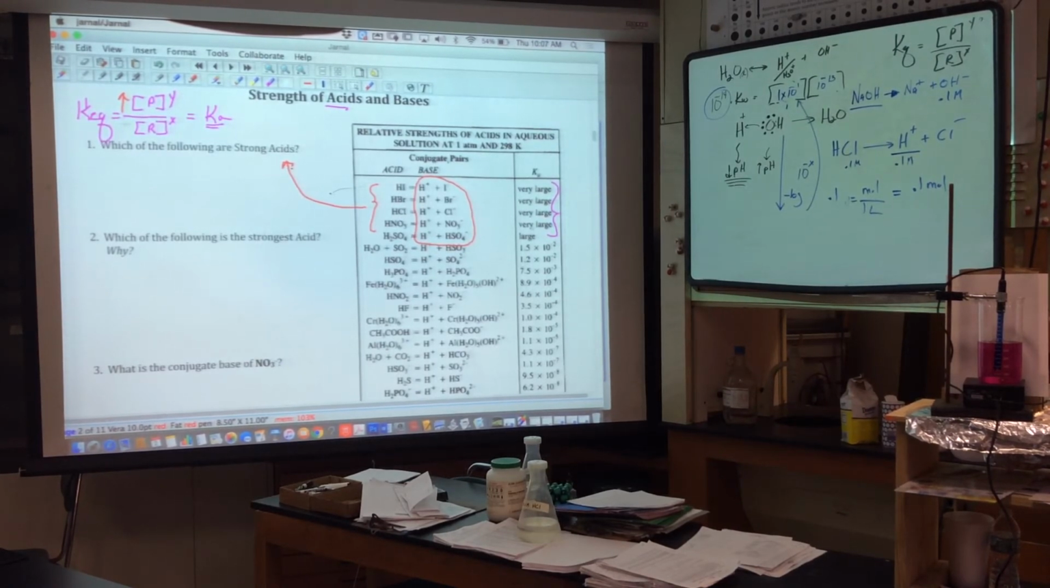Now, which are the strong acids right there? Which is the strongest acid listed here? Well, HI is listed higher. Now you say, oh, very large. How is very large bigger than very large? Well, they think HI is a little bit bigger. Now, HI is high. Now, why?